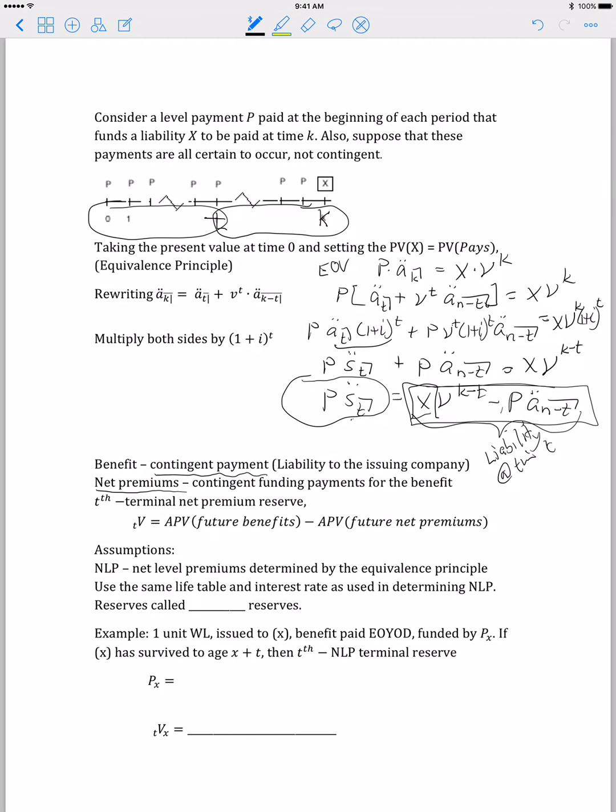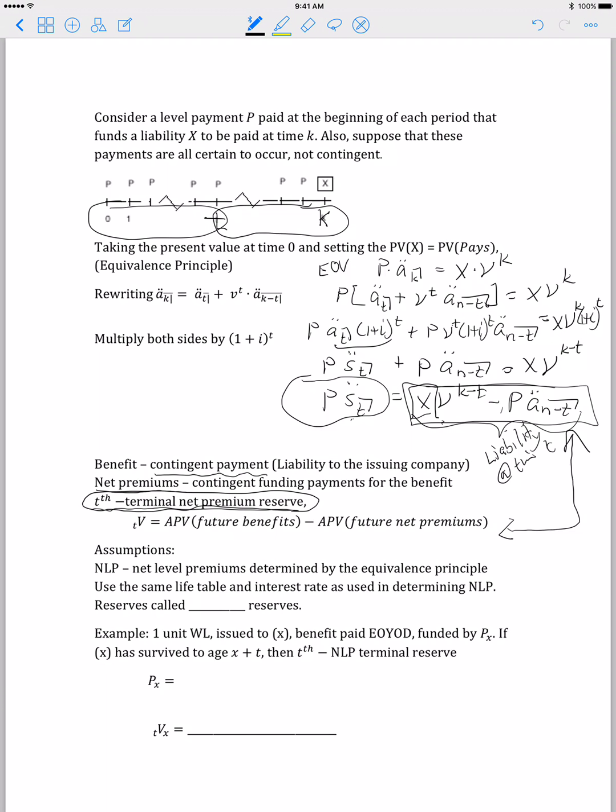And the t-th terminal net premium reserve, that's a mouthful, that's the term that we want to define, is going to be the actuarial present value of future benefits minus the actuarial present value of net premiums. We see the analog up here from financial math. This is the present value of the future benefit to be paid minus the present value of the funding payments to be received. So in a contingent setting, the present values turn into actuarial present values.